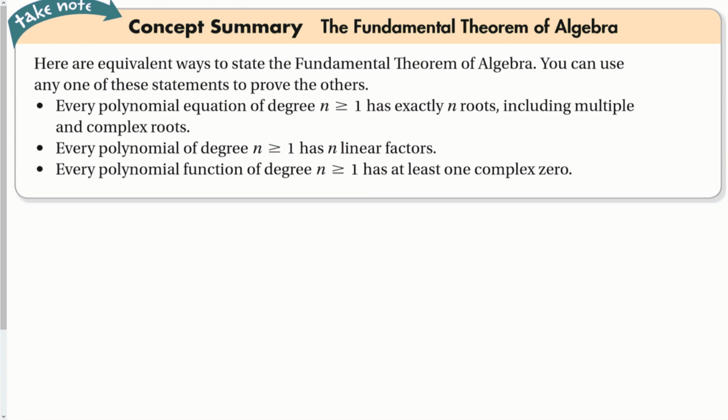Here are the equivalent ways to state the fundamental theorem of algebra. Okay, every polynomial of degree n has exactly n roots, including multiple roots. It has n linear factors, and it has at least one complex zero. Remember, complex numbers are real numbers and imaginary numbers. So if the degree is 1 or bigger, it is going to cross the x-axis or have an imaginary answer somewhere. It's going to have at least 1.